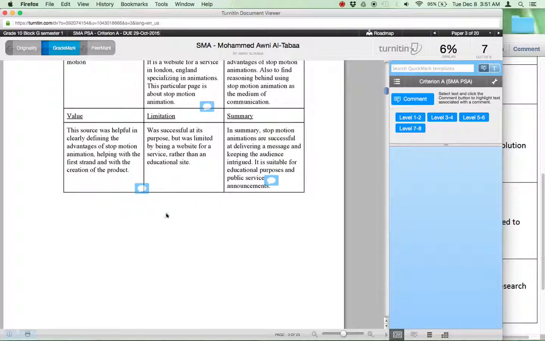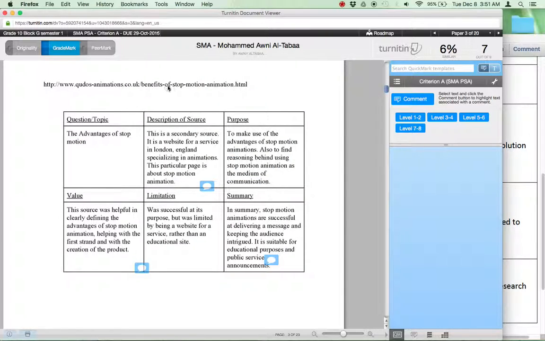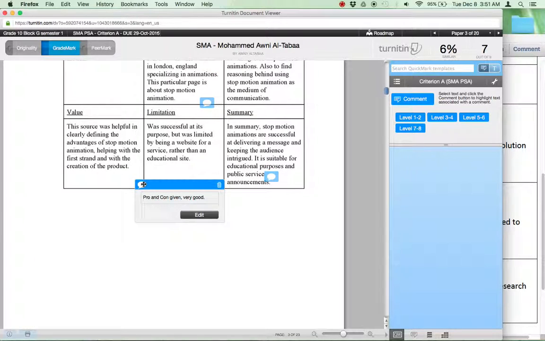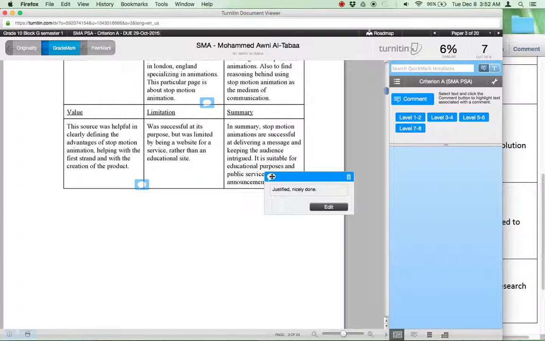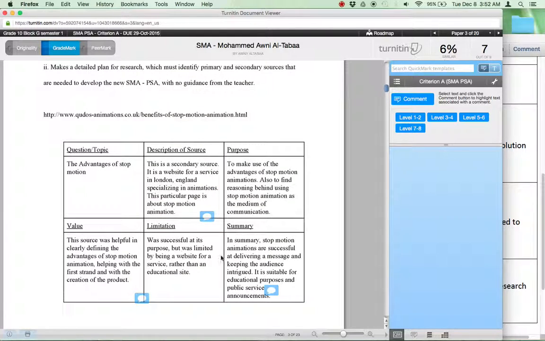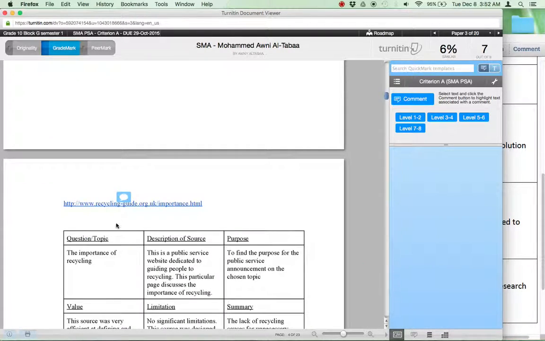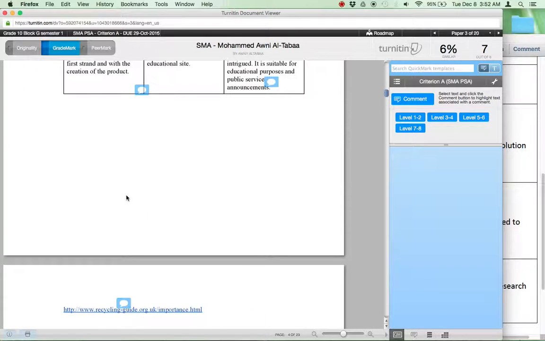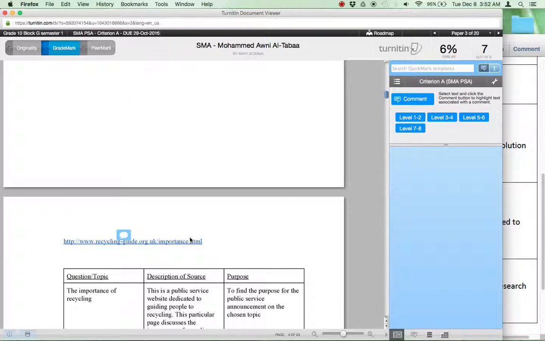Everything else is awesome. Actually, let me see what my comments were. Only one source, where is the link? So clearly I didn't see that the first time. And I see it now. And yep, here's the link. I didn't see it the first time. I am human, people. Pros and cons given, very good. And justified, nicely done. His first question, very good. Full marks for the first research question. Like I said, you got your points right here for the first one. Can you keep it up?